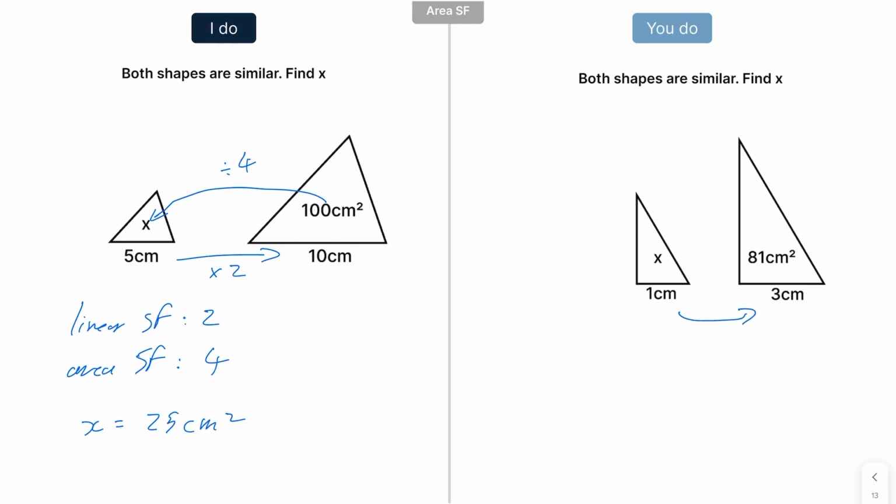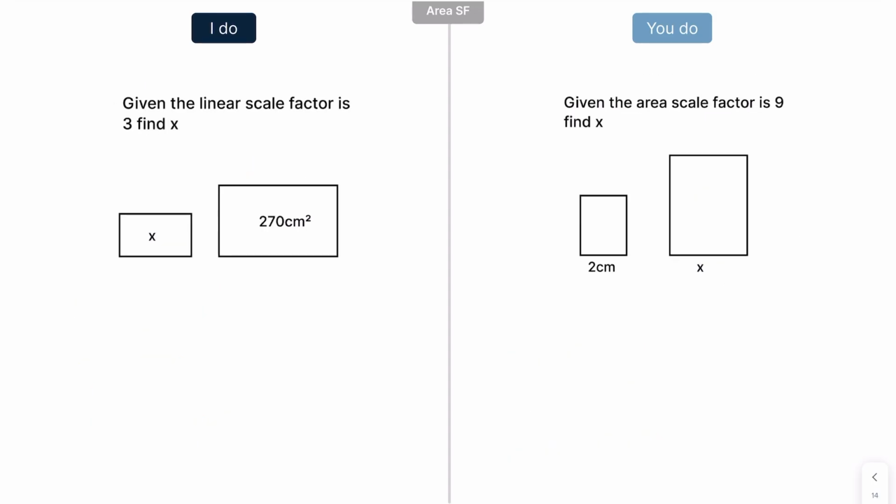So again, hopefully press pause and have a go at this. We have the linear scale factor of 3, and then we have the area scale factor of 3 squared, which is 9. So again, we're going from a big shape to a small shape, so we're going to divide that by 9, and that gives me x as 9 centimeters squared.